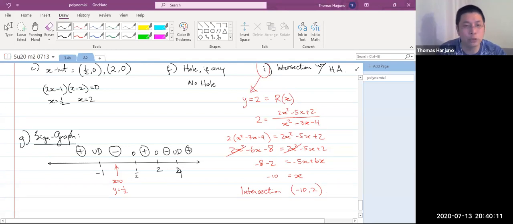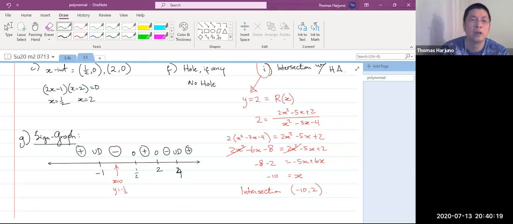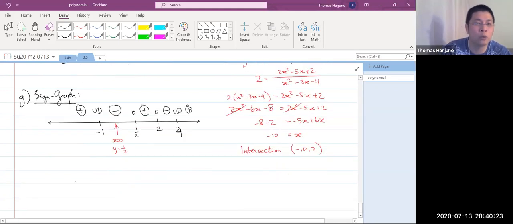Now, usually we use the sign graph to solve inequalities, right? Now we go into a more general situation. We use the sign graph to help us do the graph. The sign graph tells us where the function will be above or below the x-axis.